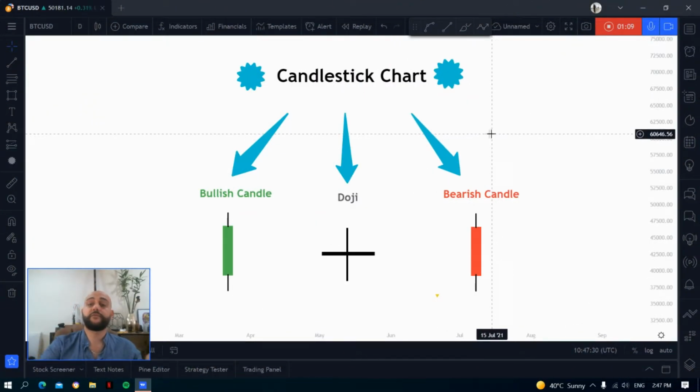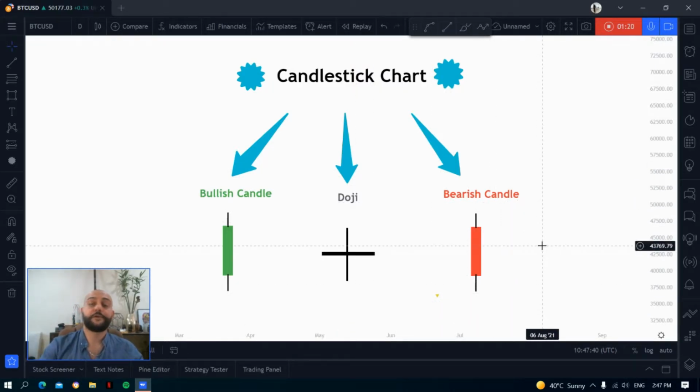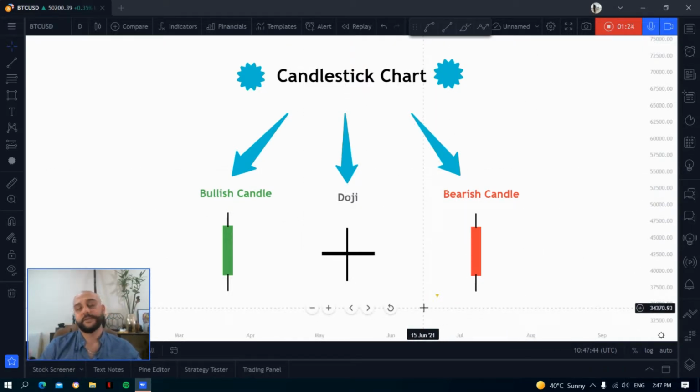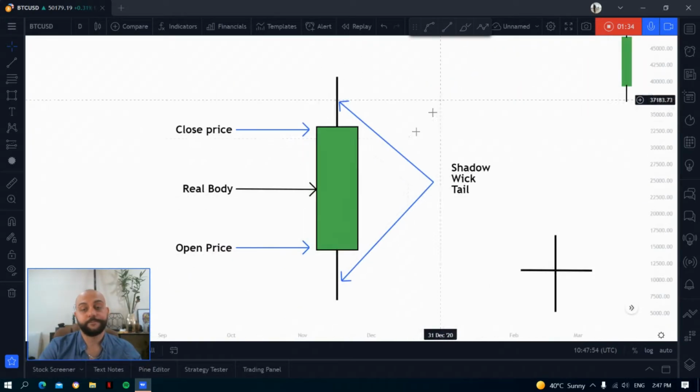So there are three different types of candlesticks. The first one is called a bullish candle, which represents the market going up. Second one is called a bearish candle. It represents the market going down. The third one is called a doji, which represents that neither the buyers nor the sellers have the power to move the market. So let's start with the bullish candle and let's talk about the structure of this candle.